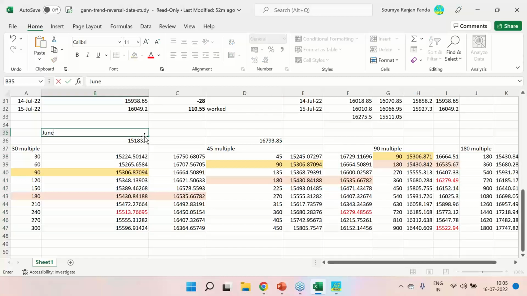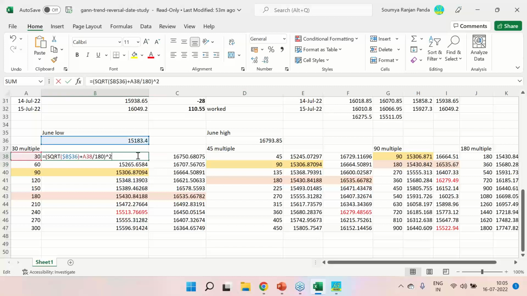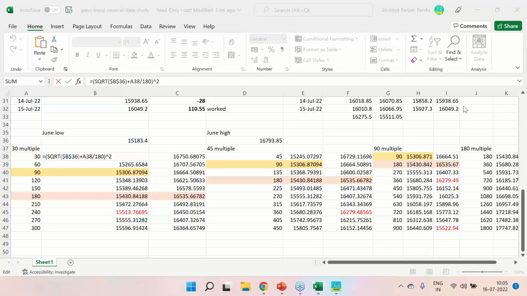So this is the June month high and the June month low. From the high, supports will be calculated by subtracting. From the low, the resistances will be calculated. And as per the Gann formula, how are the supports and resistances calculated? Take the square root of a number from the low, meaning the square root of 15,183, add the degree factor, and take the whole square. So what is a degree factor?